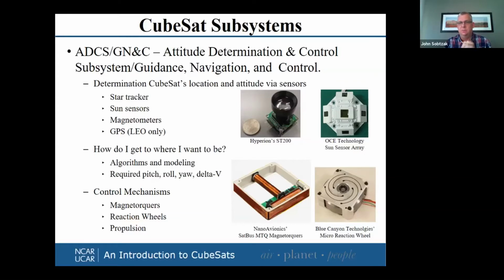So these little reaction wheels are very small. They're only about that big, that square. And you put them on the satellite in three orthogonal axes. And if you want to turn the spacecraft one way, you accelerate the wheel. If you want to go back, you accelerate the wheel the other way.